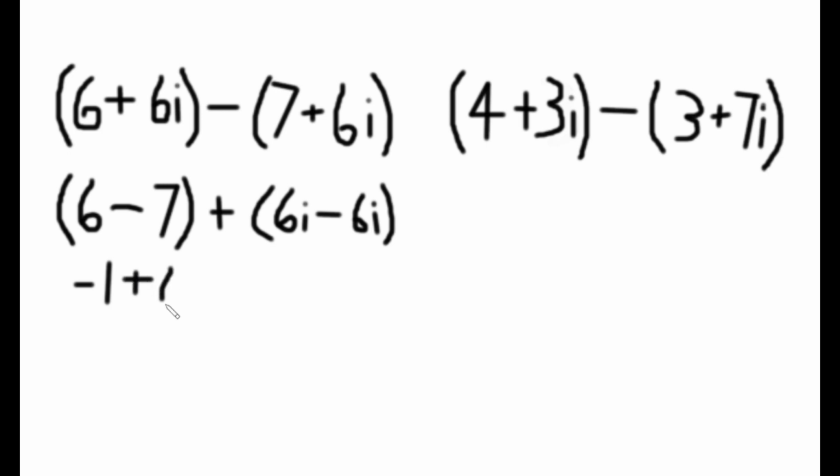6 minus 7 is negative 1. And 6i minus 6i is simply 0. This means our answer is just negative 1.